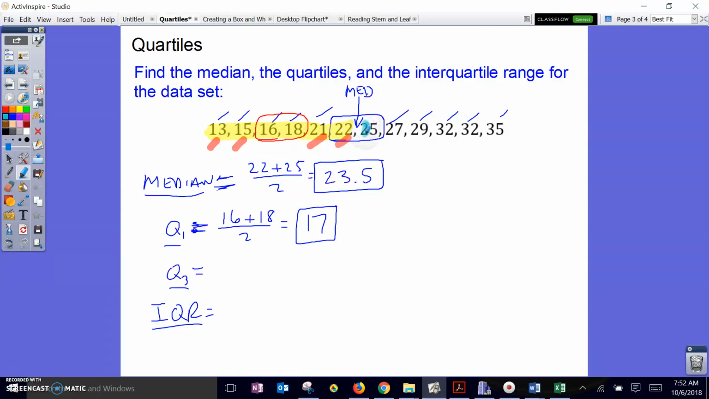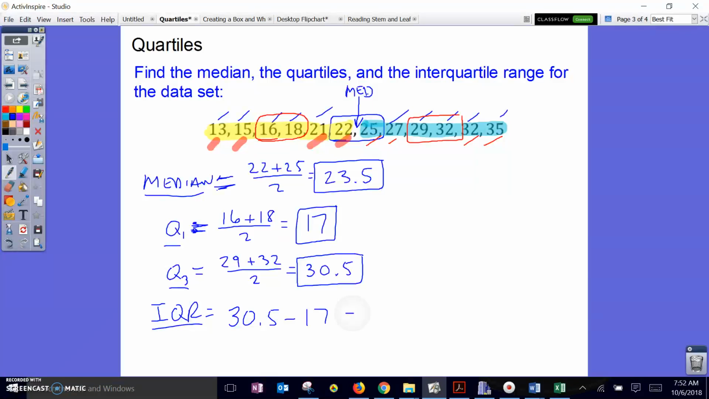And then we'll look at the numbers above the median. Again, 25 is above the median. And so we'll count our way in on these. And we see that these two numbers split the quartile. And so quartile 3 is going to be the average of those two. And that's going to be 30.5. And now to find the IQR, again, all I do is take quartile 3 minus quartile 1, and so my interquartile range here is going to be 13.5.